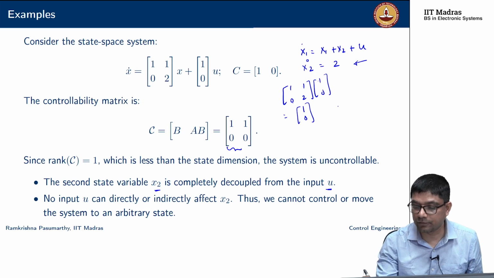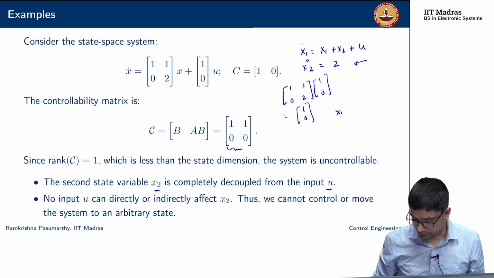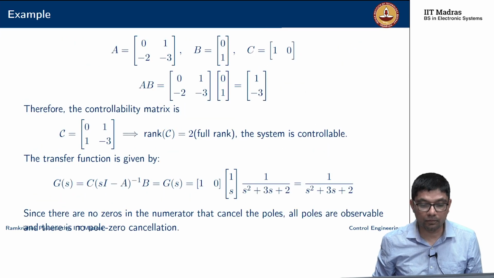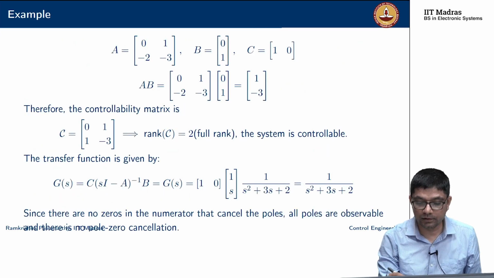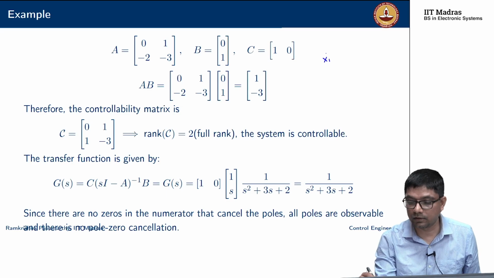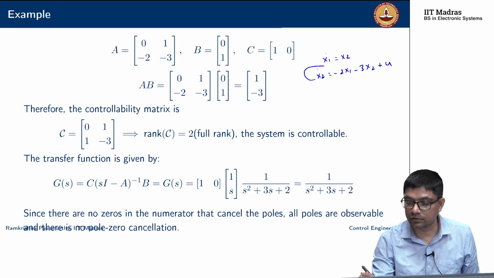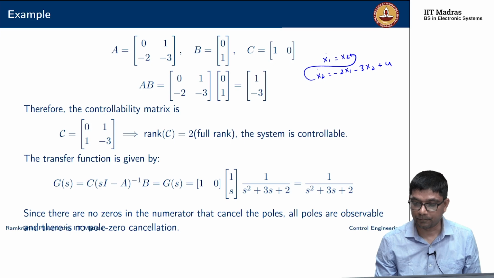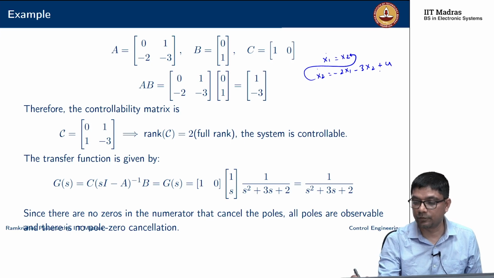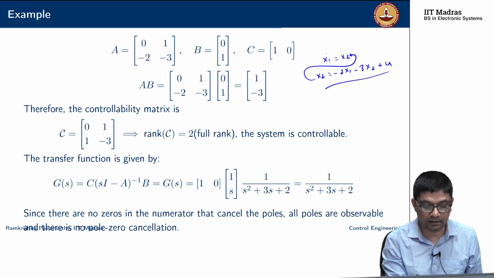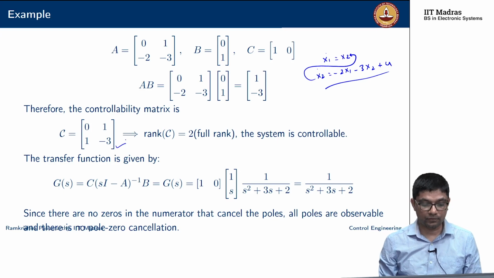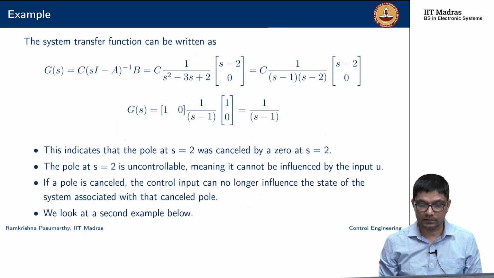On the other hand, if I look at a system of this form, here I write down the equations. x1 dot is x2, x2 dot is minus 2x1 minus 3x2 plus u. You see that u enters x2, but this x2 can also influence x1. Therefore, we can see intuitively the system is controllable, and the rank condition also agrees that C will have full rank, and therefore the system is controllable.